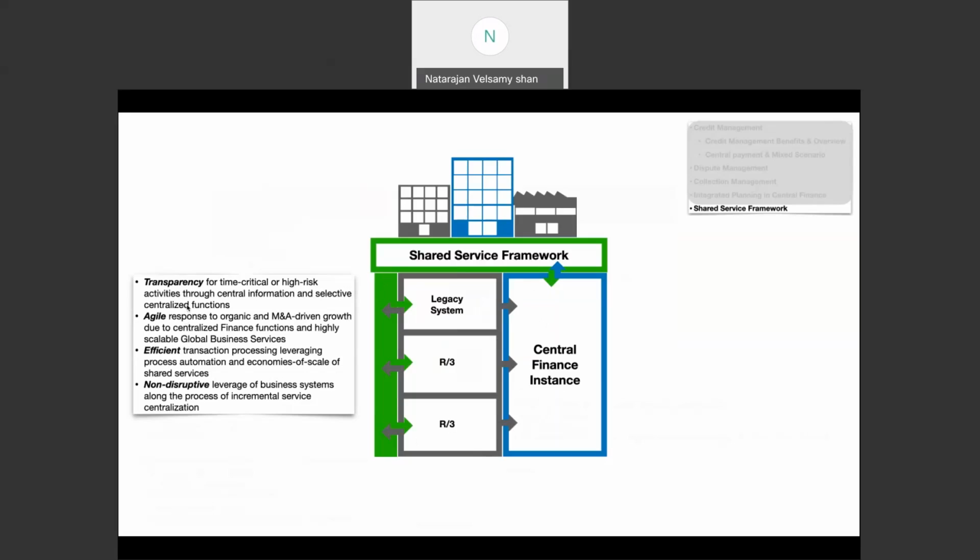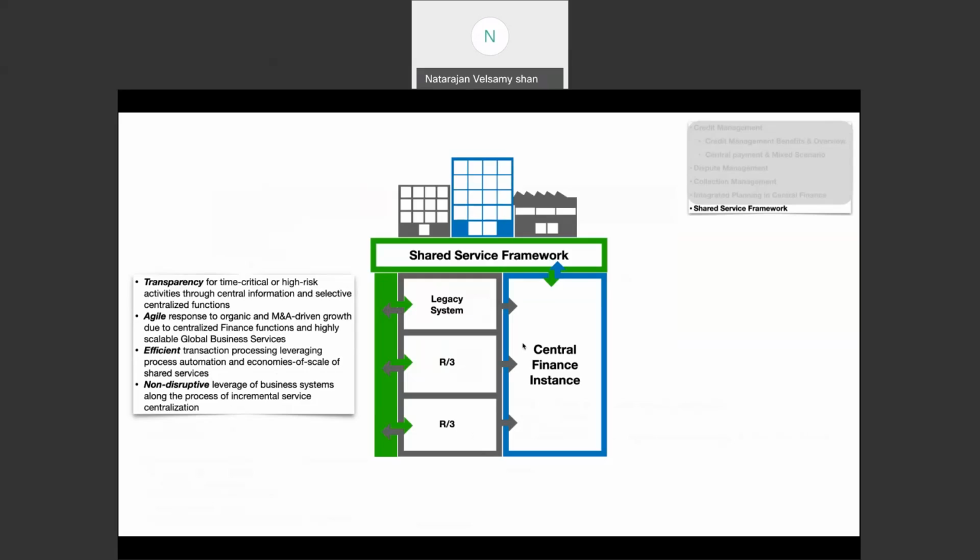The advantages of the functionality of shared service are transparency for time critical or high risk activities through central information collective centralized function. Agile response to organic and merger and acquisition driven growth due to centralized finance functions and highly scalable global business services. Efficient transaction processing leveraging process automation and economies of scale of shared services. Non-disruptive leverage of business system along the process of incremental service centralization.